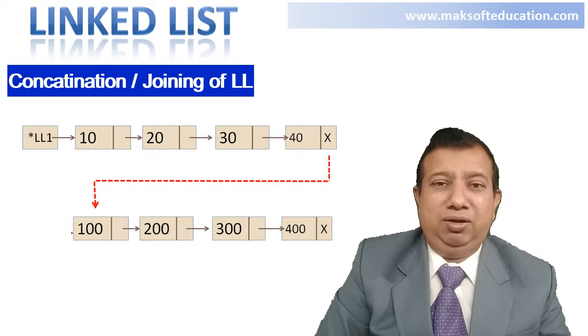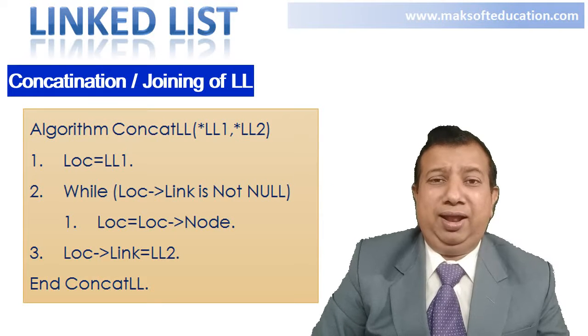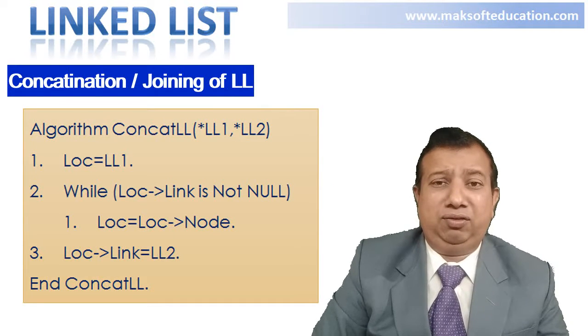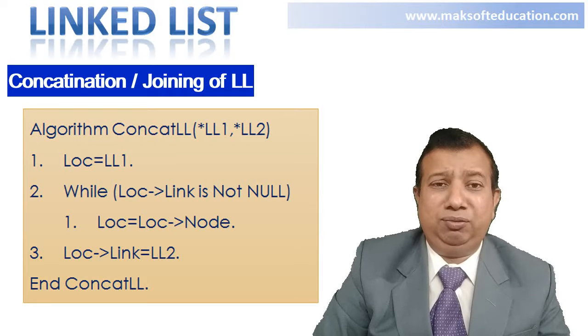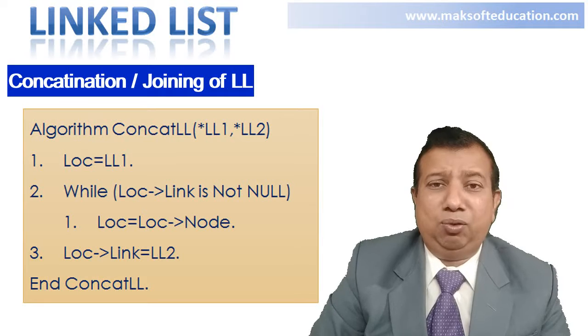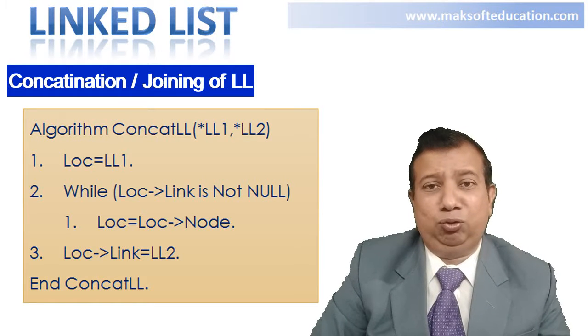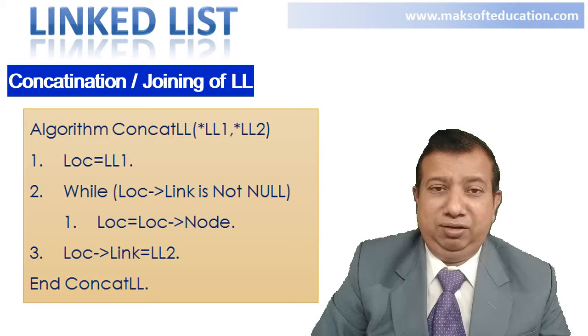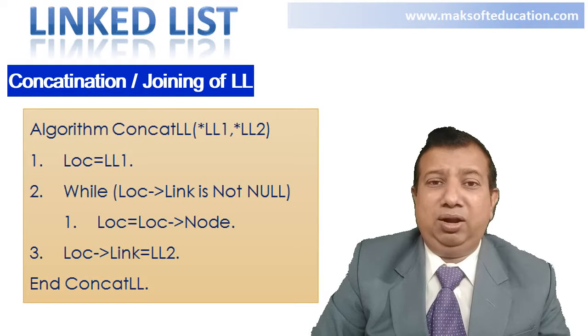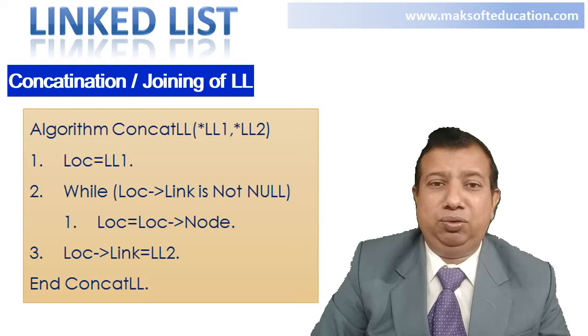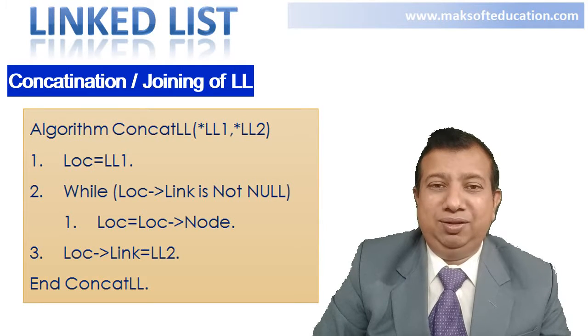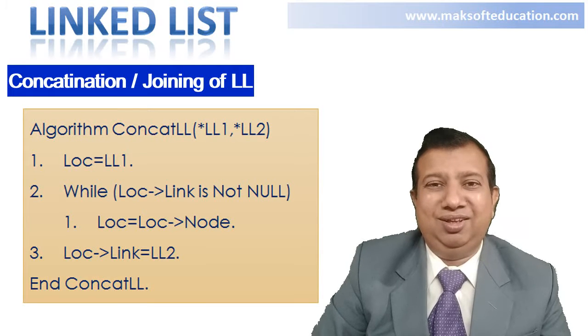Let us try to understand how we can write its algorithm. Let us say CONCAT LL is an algorithm. Now it requires the addresses of pointers of two linked lists, and then we will create another variable LOC that we will begin from linked list 1, that is the first node of the first linked list, and while we are not reaching the last node, while LOC's link is not null. How to identify the last node? The link part of that node is null, that is the indication that this is the last node.